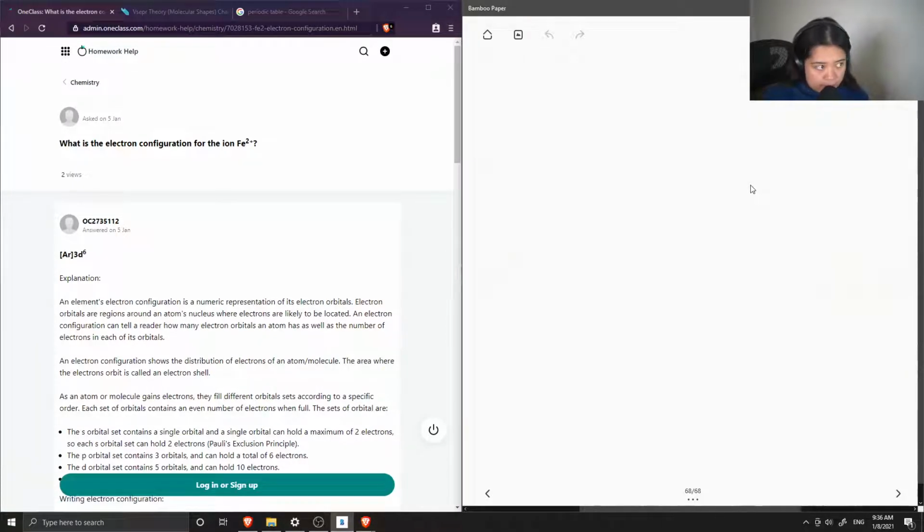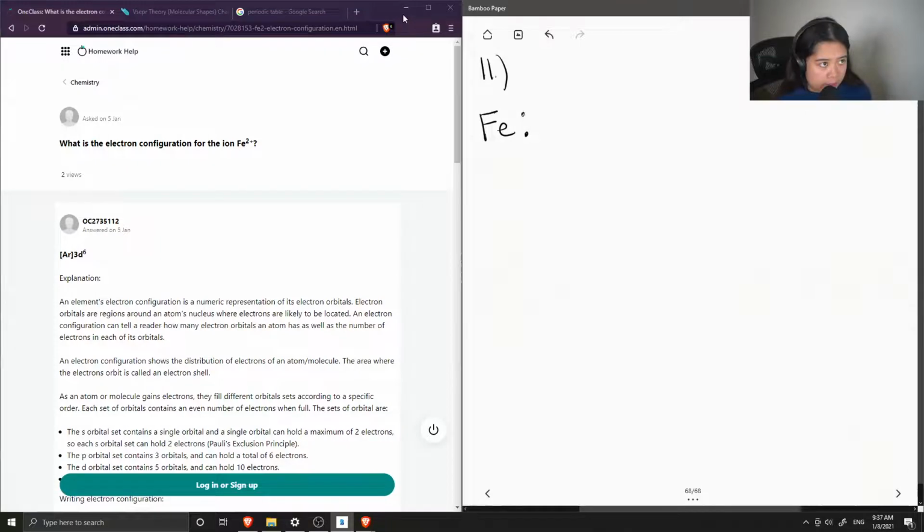Okay, so question number 11. What is the electron configuration for the ion Fe2+? So this is iron 2+. So first let's find out the electron configuration of iron.